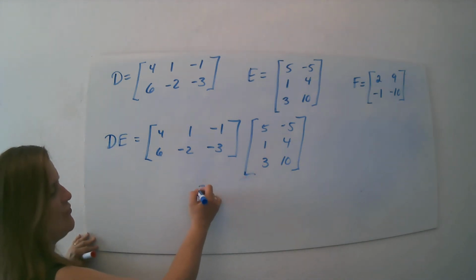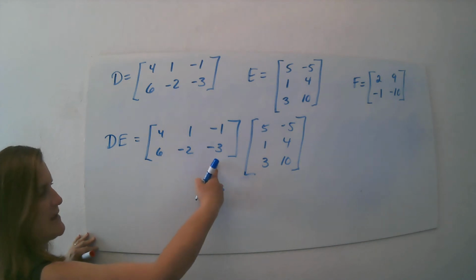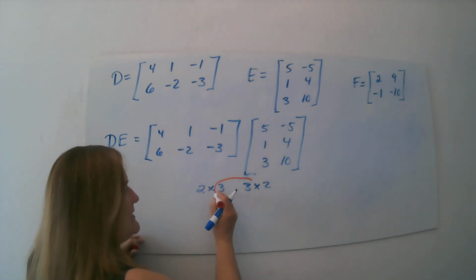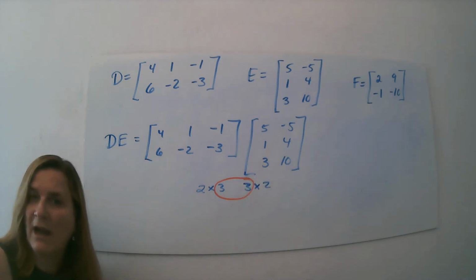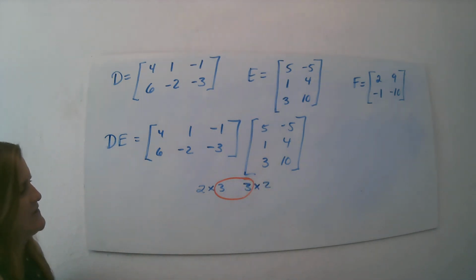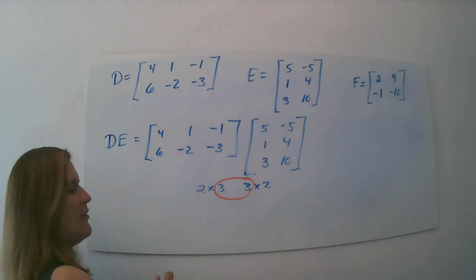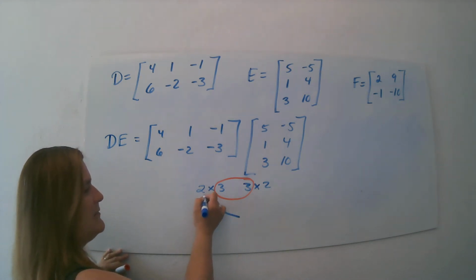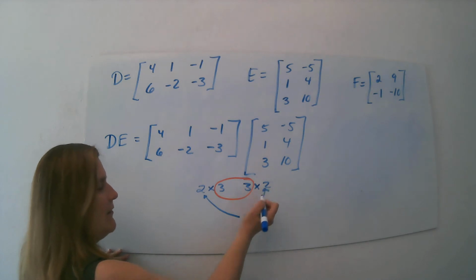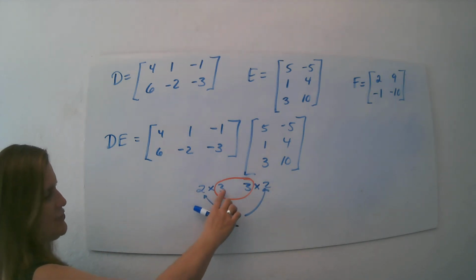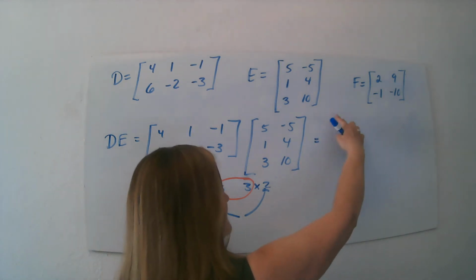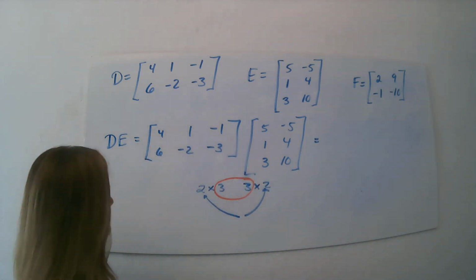Notice this is a 2 by 3 matrix here. This is a 3 by 2 matrix here. These are a match. So we know we can take their product. Here's something else that you will see. The resulting matrix will have this many rows and this many columns. So if I'm multiplying a 2 by 3 by a 3 by 2, the result will be 2 by 2. So I'm expecting a 2 by 2 over here. So let's do the product.